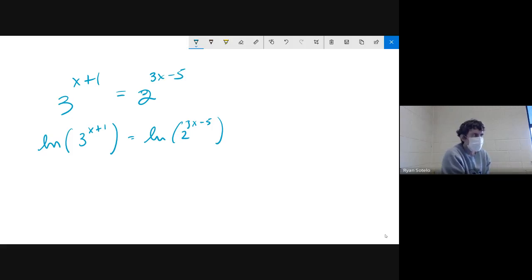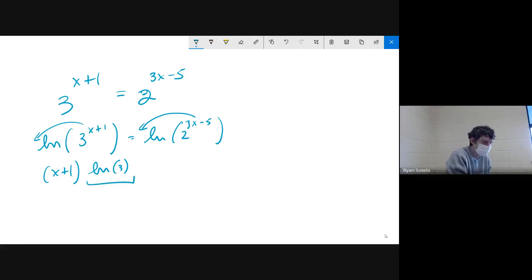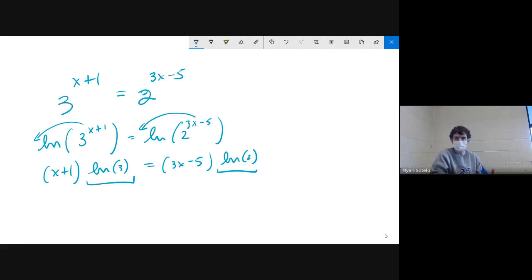Okay, why did I choose to do the log? Well, because I want the variables to come down so that I can solve for them. So I can say x plus 1 comes down, natural log of 3. Now, this is not natural log times 3, it's natural log of 3. It's a function, and I'm inputting 3 into that function. So this is a number, and this is x plus 1 over here. Equals 3x minus 5, and both of those terms are multiplied by natural log of 2, which is some decimal number.